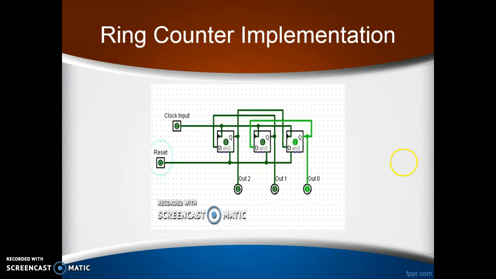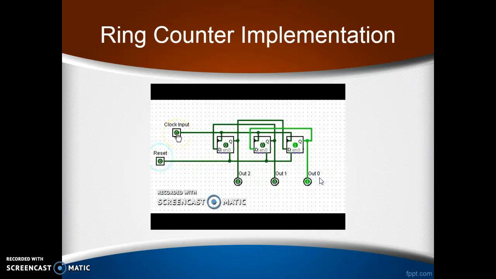The reset uses the sets and resets on the D flip-flops to set to the beginning value. So on Q2 and Q1 we have the reset, and then on Q0 we have the set, which sets it to 1. We can then see that it cycles 1, 2, 4, back to 1. We test the reset, bring it back to state 1, and then we use the clock input to cycle back through.